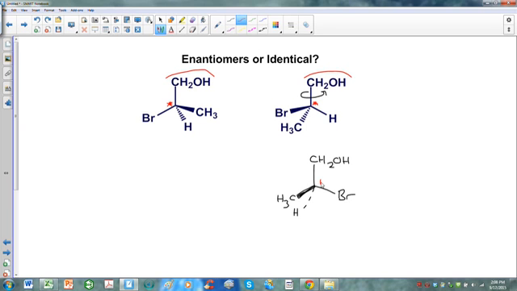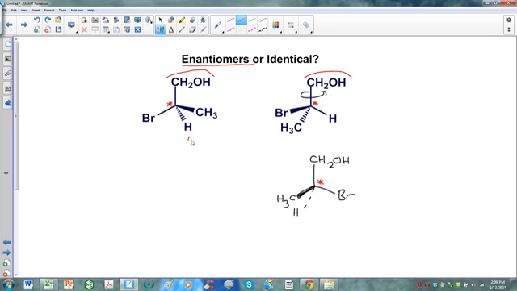Right? If you would try to take this compound and flip it on its back and put the bromine here and the CH2OH here, you'd see that CH3 and the H don't fit. Therefore, that's why these are enantiomers. But if you want to check to be sure if indeed they are enantiomers, these should have opposite stereochemistries.